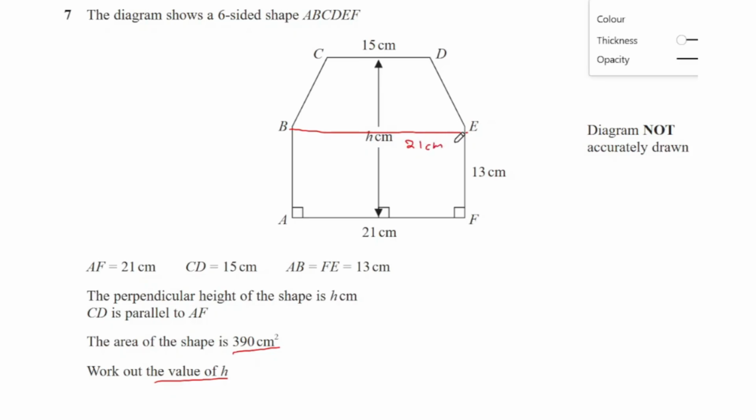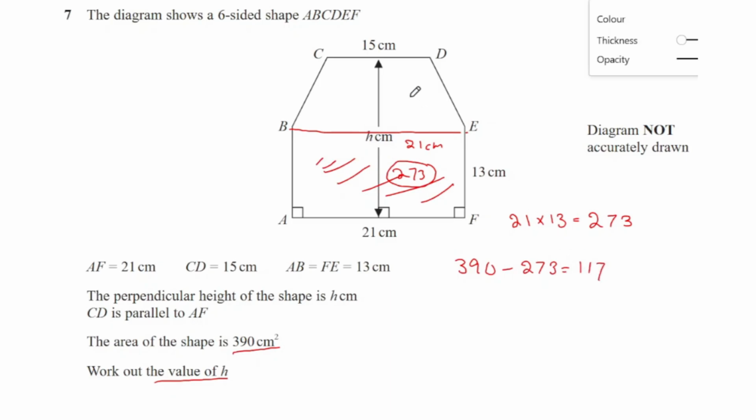Okay. If you work out the area of this part, this is a rectangle. So 21 times 13. So 13 times 21, we'll get 273, right? The total area is 390. So this area is 273, the area of this part. So 390 minus 273, we will end up having 117. So it means this part is 117 centimeters squared. So the area of this trapezium is 117 centimeters squared.